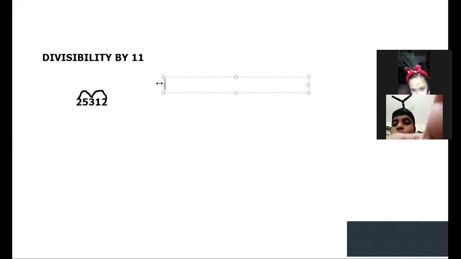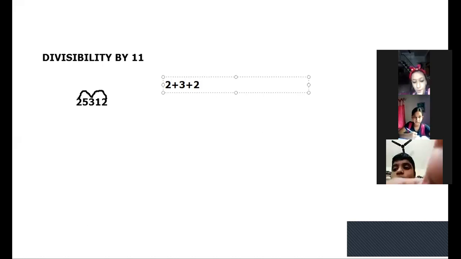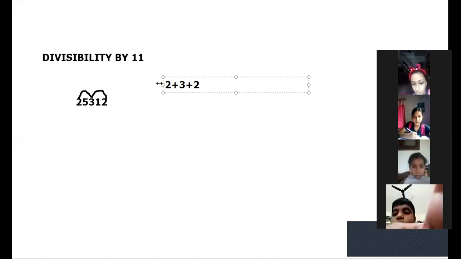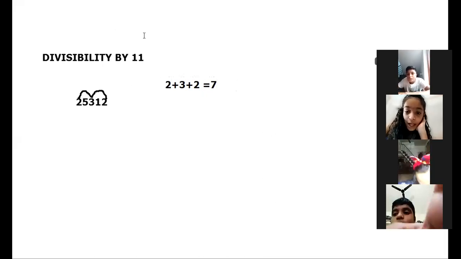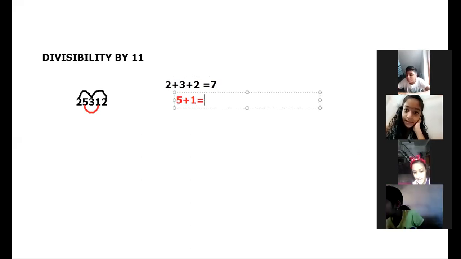Then what is the sum of 2, 3, and 2? It is 7. So the sum of 2, 3, and 2 is 7 itself. Then what about our second pair? Our second pair is 5 and 1. Then what about the sum of 5 and 1? It is 6.